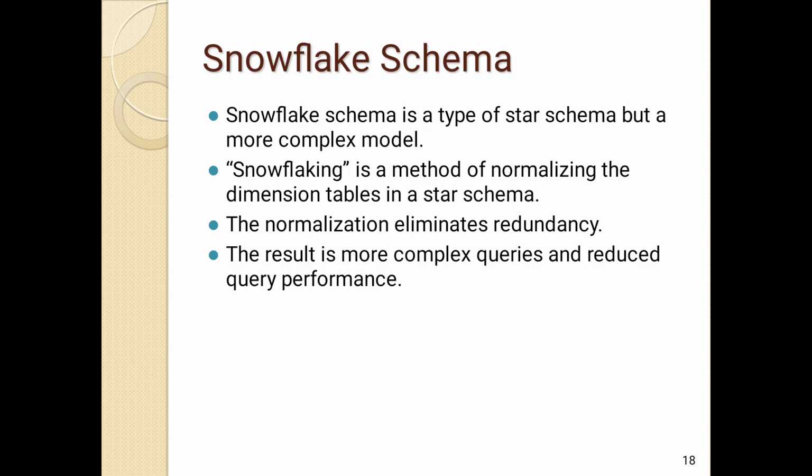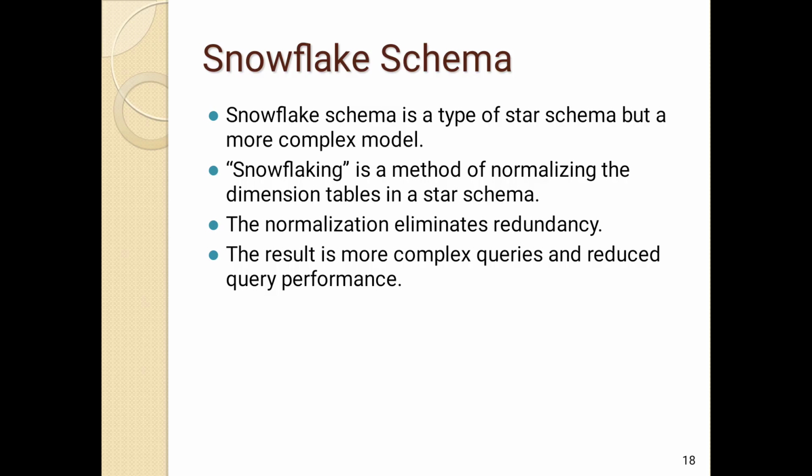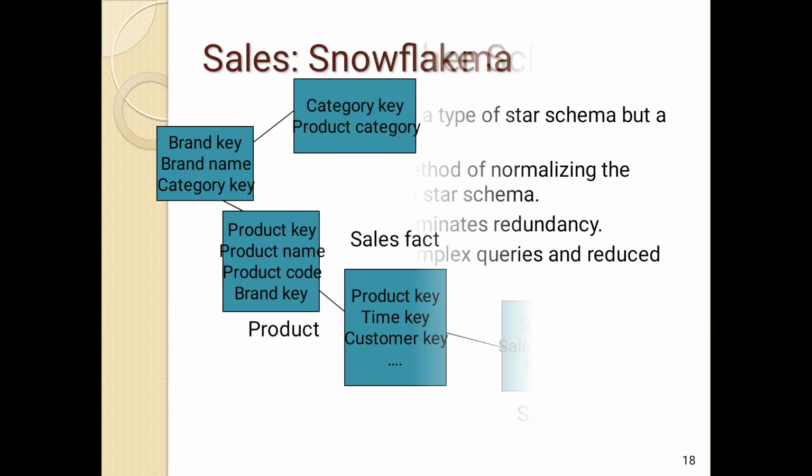So basically we call a star schema, see the previous slide, star schema it has. So in the corners of the fact table the dimension tables are connected. It may be 3 dimension tables or 4 dimensions or 5 dimensions. Okay, so next one is snowflake schema. So yes, it is a type of star schema but a more complex model. So snowflaking is a method of normalizing the dimension table in a star schema. The result is more complex queries and reduced query performance.